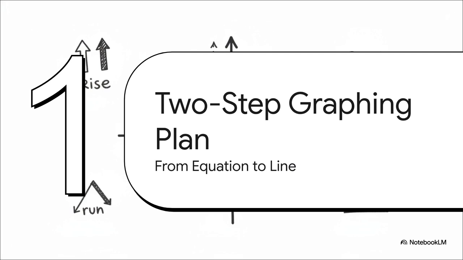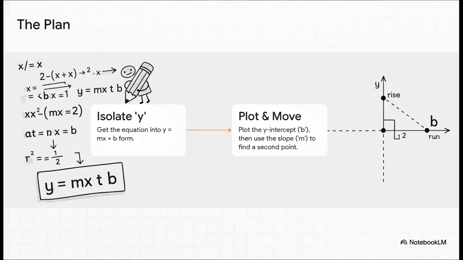All right, we've got the code, we know what m and b are, so now let's put it all together into a simple two-step plan that'll let you turn any of these equations into a perfect line on a graph. It's super straightforward.